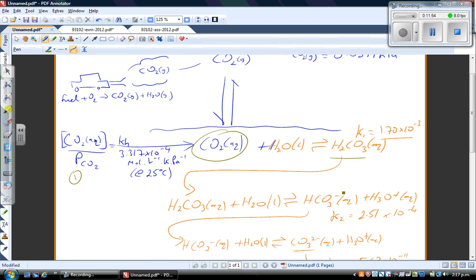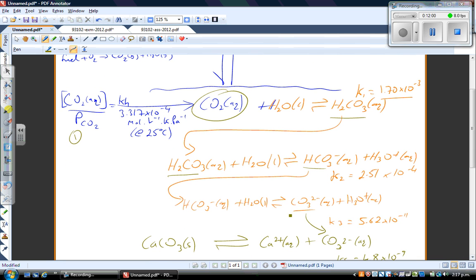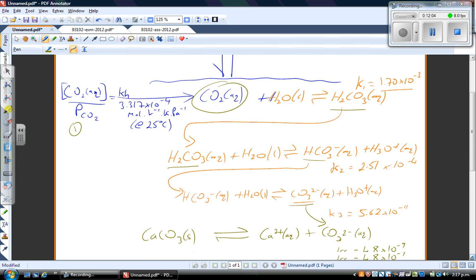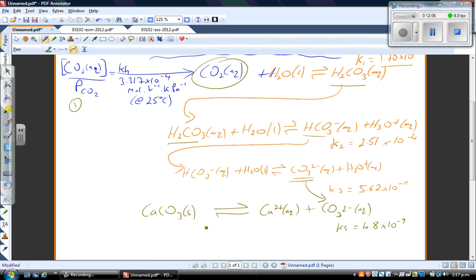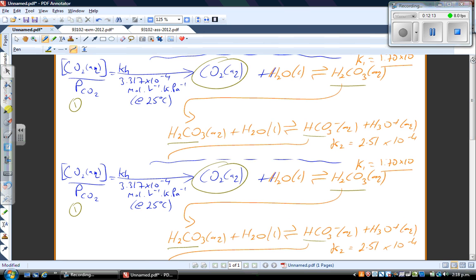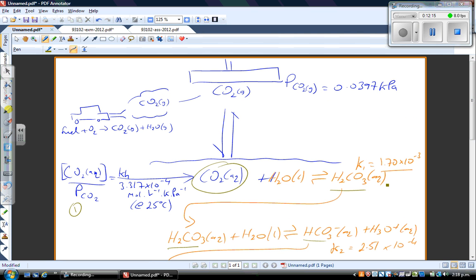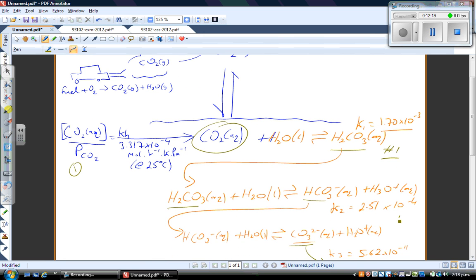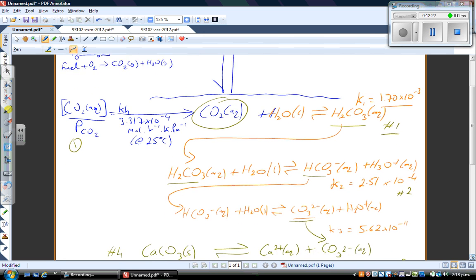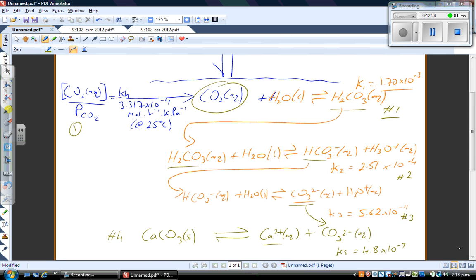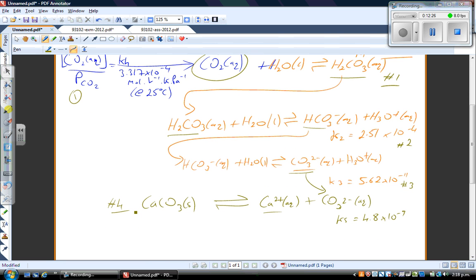carbonic acid. And then once we have the concentration of the carbonic acid, we'll work out the hydrogen carbonate, then the carbonate itself, and then finally use this final equation, number 4, to work out the concentration of Ca2+. So I'm just going to number these equations as well so we can follow them. So this is equation number 1, and this is equation number 2, equation number 3, and then this is equation number 4.